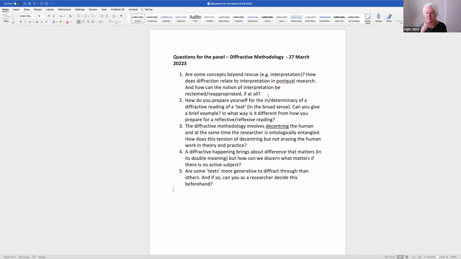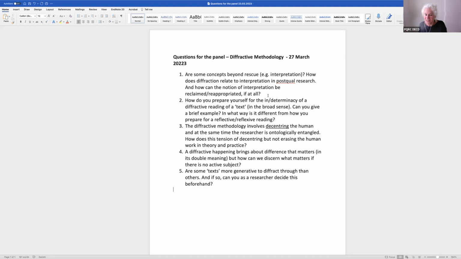First one, this came from the first reading group in particular, and was also posed partly by Viv. Are some concepts beyond rescue, a term that you used, Malu, for example, interpretation? How does diffraction relate to interpretation in postqualitative research? And how can the notion of interpretation be reclaimed, reappropriated, if at all? I think that really speaks nicely to the field where you see, for example, Karen Barad, who has introduced new terms, neologisms, but also has walked around in existing ones and reconfigures them. And then there are maybe some that are beyond help. I don't know. So that might be worth thinking about.